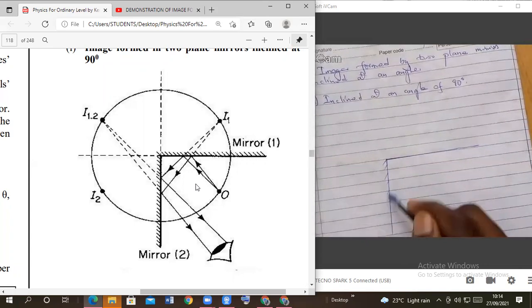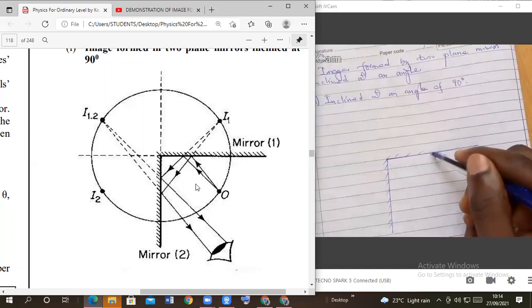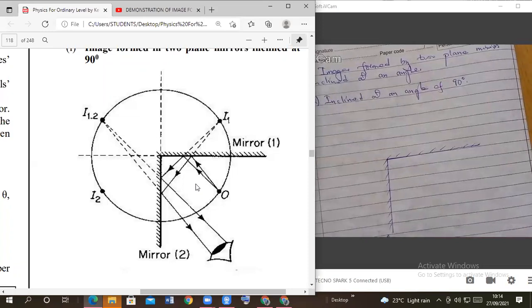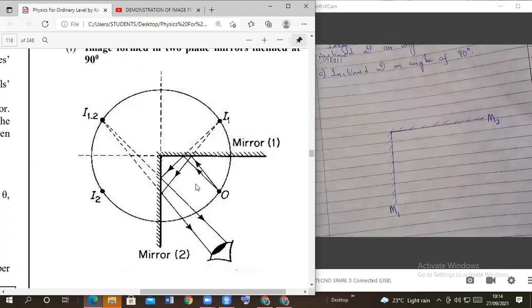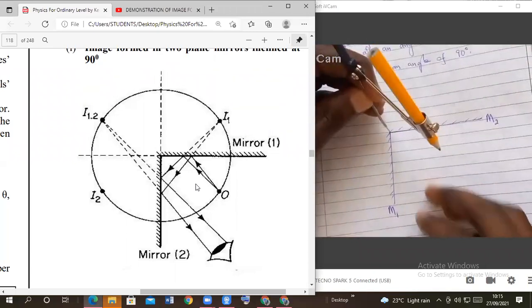So we have this. These are the mirrors. Then another one there. This is another mirror. So we can call this one M1. We can call it any way we want. It's not a must to be like that. This is our M1, M2. So get your compass. Why do we use the compass? So that we come out with an accurate ray diagram.